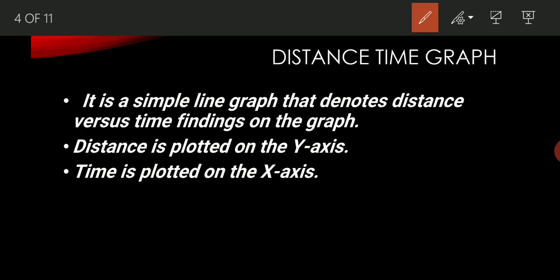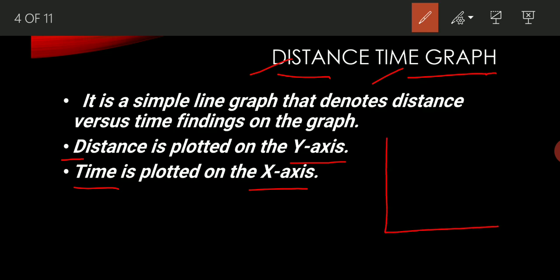A distance time graph is just a simple line graph that denotes distance versus time, or you can say it is a graphical representation of the relationship between time and distance. When we plot a graph showing the relationship between distance and time, it is known as a distance time graph. When we plot the distance time graph, we always show distance on the y axis and time on the x axis.